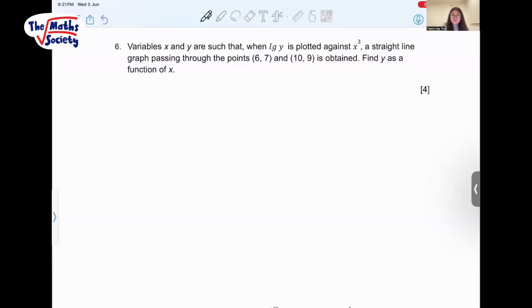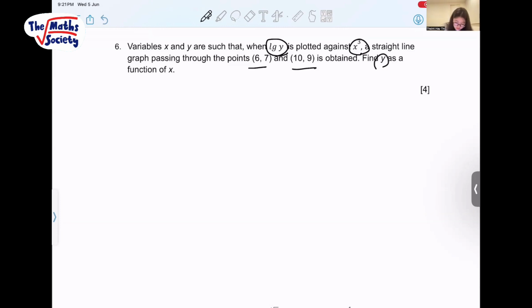Okay, so now on to question 6. So it says that x and y are such that lg y, this time it's not just normal y and normal x, it's x cubed and lg y, a straight line graph passing through points (6, 7) and (10, 9). You need to find y as a function of x.